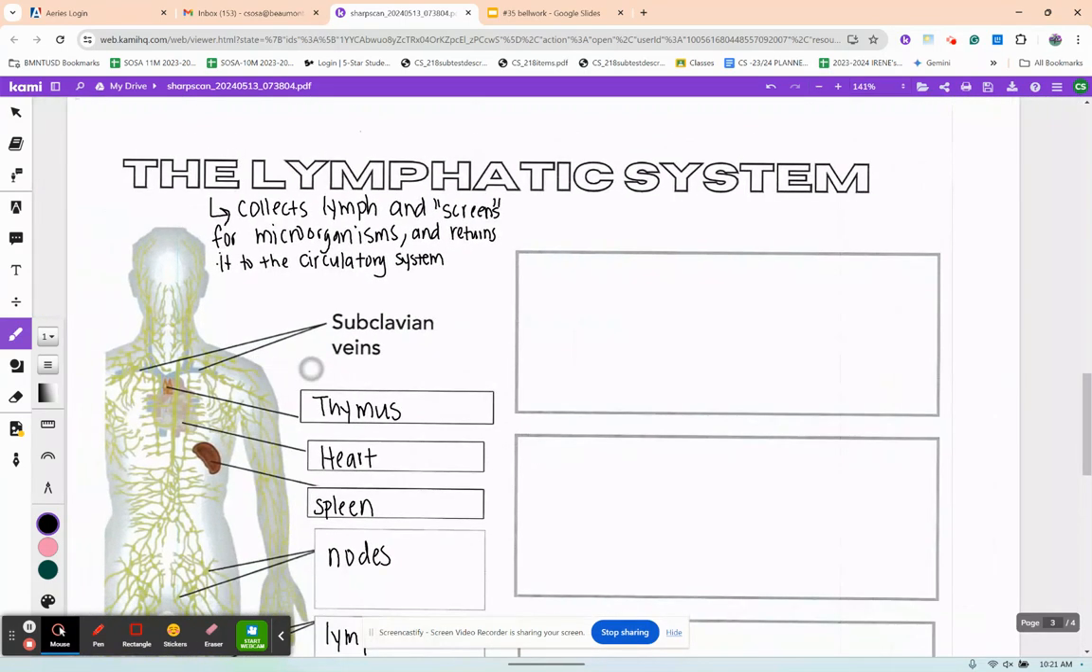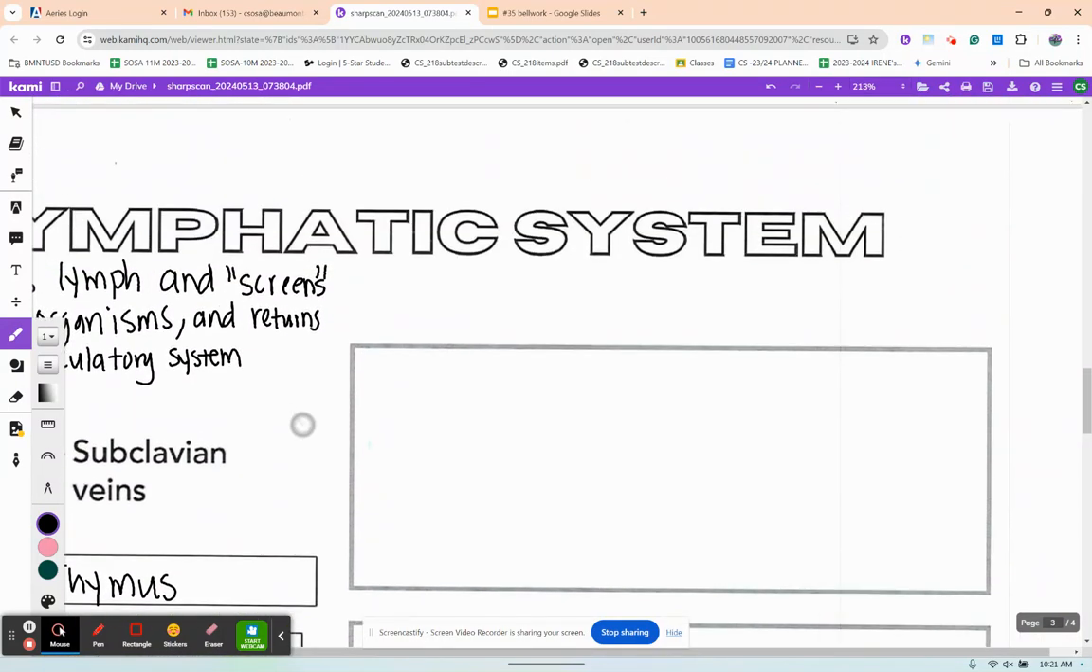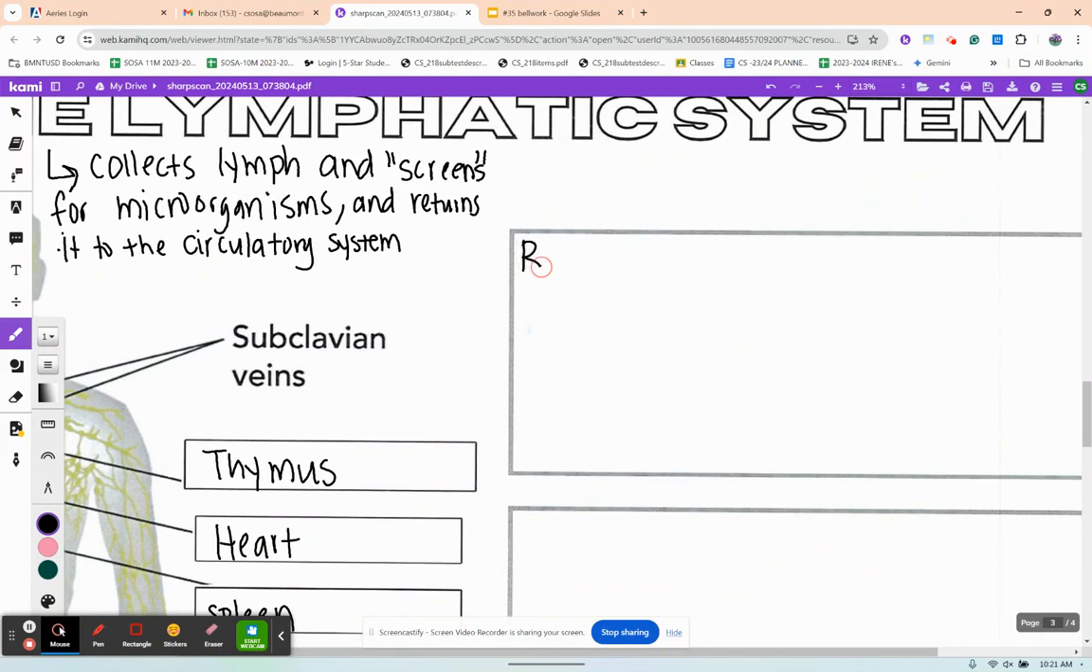So there are three main important roles. Number one is the role in circulation. So they pretty much collect the lymph through the capillaries and then return the lymph into our circulatory system through our veins. Okay. So return lymph to the blood.